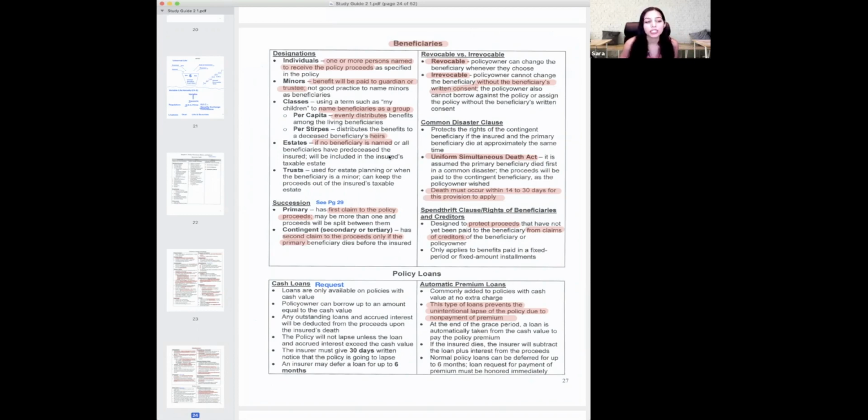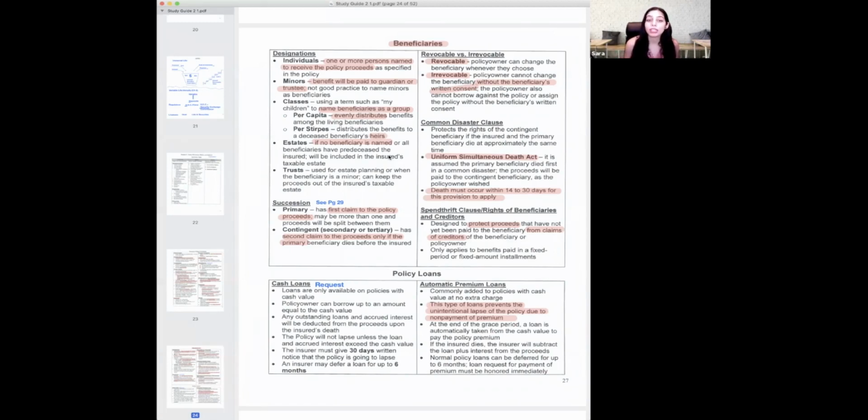Okay, successions. The succession is the order in which your beneficiaries get the money. So primary is the first person set to get the money if you pass away. Now, what happens if your primary passes away before you do? Then you have a contingent, or if you see in parentheses, secondary, tertiary. These are all different names for the same person. This is kind of like the backup beneficiary. So if your primary passed away before you did, the contingent would get the money.